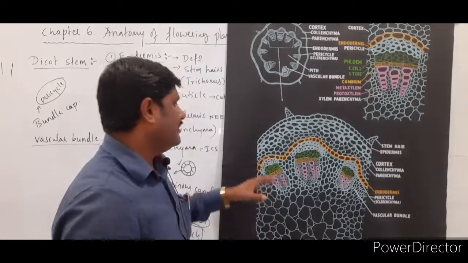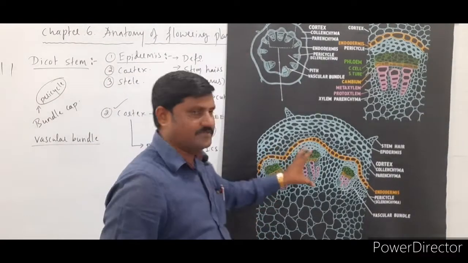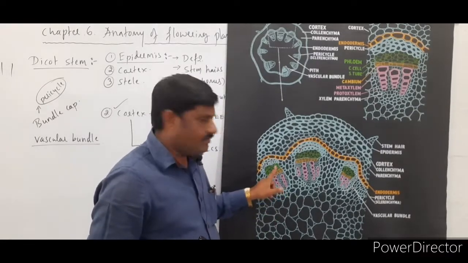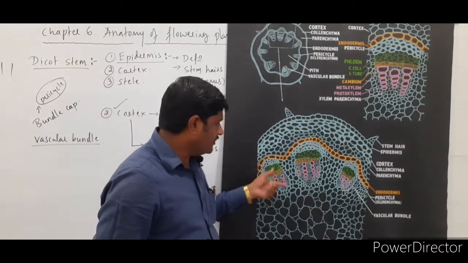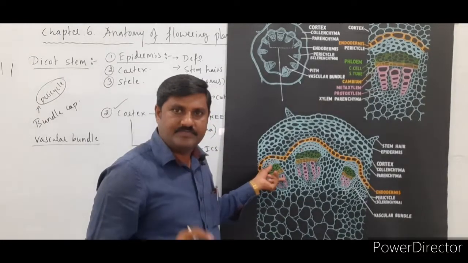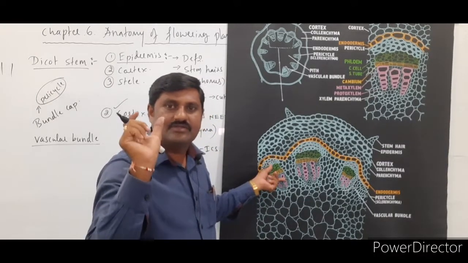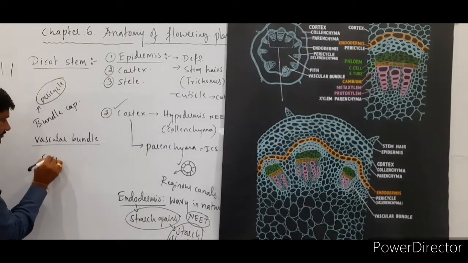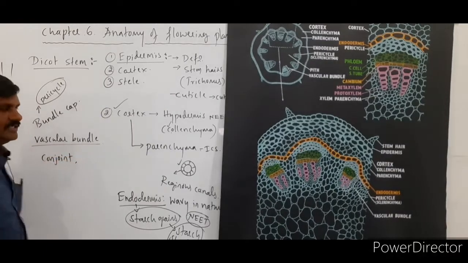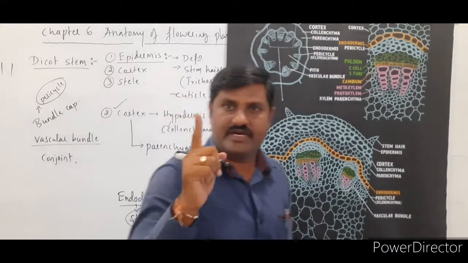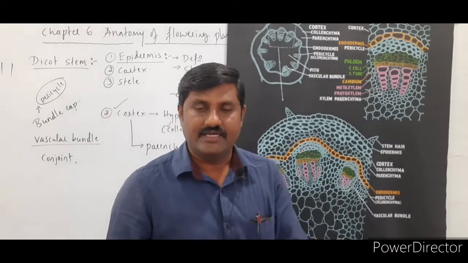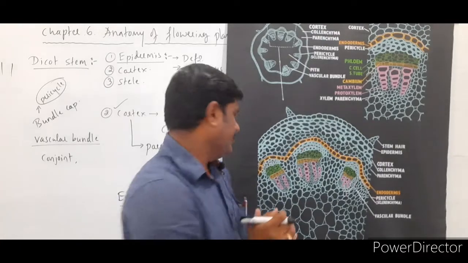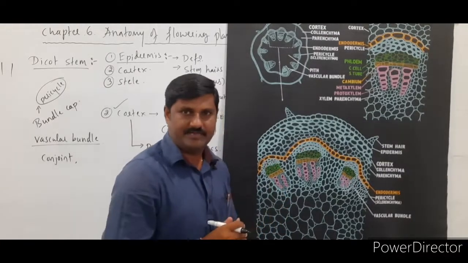So in this case, what kind of vascular bundles are seen? See here, first point, both phloem as well as xylem together form one single bundle. Hence, that is termed conjoint. What is it called? Conjoint. First word is conjoint. What is conjoint? Both xylem and phloem together form one single bundle. Hence, it is a conjoint vascular bundle.